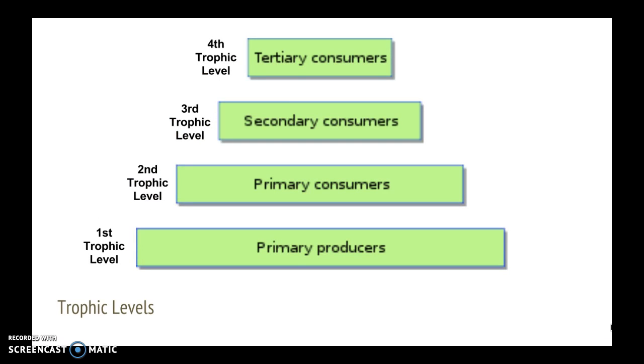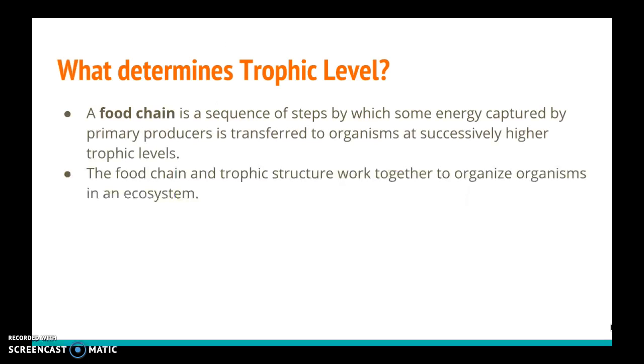This diagram shows the many levels of the trophic structure. The most energy can be found at the first level, which consists of the primary producers. As you go up in levels, the amount of energy becomes less. The second level is made up of the primary consumers. The third level is made up of the secondary consumers, and the last level, which is the fourth level, is the tertiary consumers, which are the carnivores at the topmost level of the food chain.